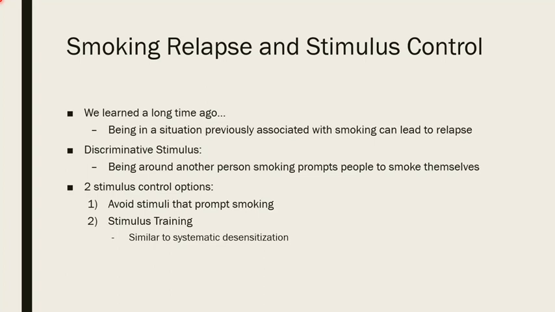This is very similar to systematic desensitization, which we've talked about in the past. And what we do here, we expose a person to a stimulus without letting them smoke. That's all it is. When that happens, you break down that generalization. You teach them this setting no longer has control over that behavior, and it allows them to quit or to not relapse.